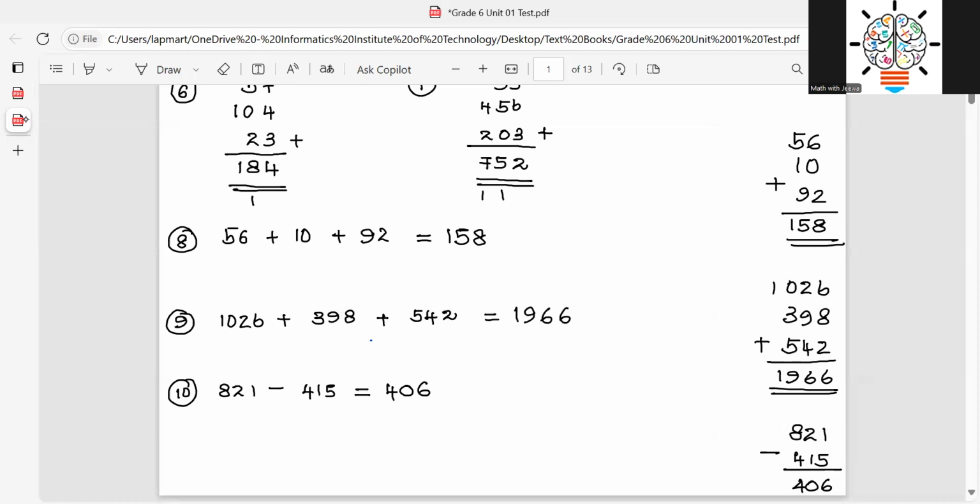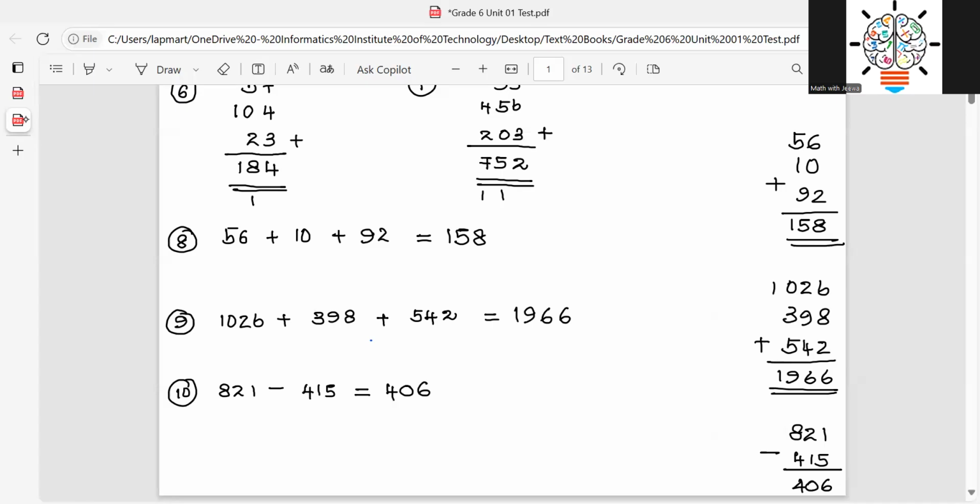And the next one, you can see the columns are different, the 1026, which means we have the 1000 column too. 398 and 542, I write them, and be mindful when you write down these steps, children. You want to write the correct number at the correct place value, right? Then after writing them vertically like this, you start from the units column and move forward, right? So 1026 and 398 and 542 gives 1966.